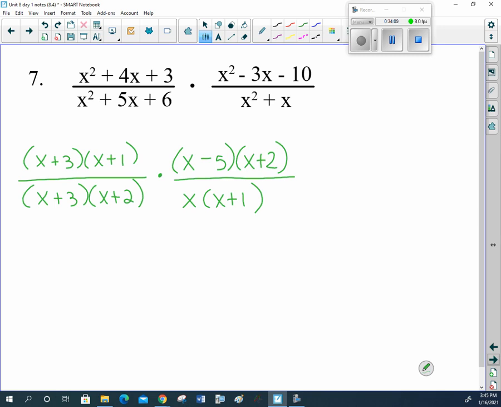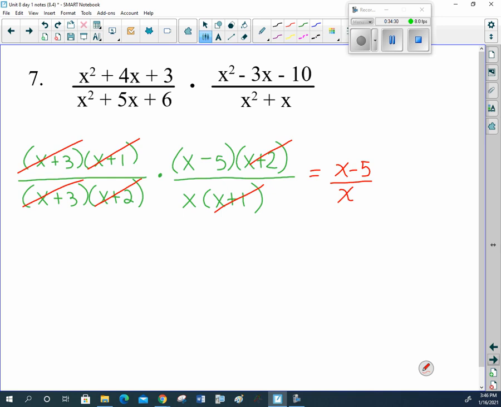So fun part, we start crossing out all those same factors. So this x plus 1 and that x plus 1, they're the same. This x plus 2 and that x plus 2, they're the same. X plus 3 and x plus 3, they're the same. So what are we left with? We're left with x minus 5 over x.